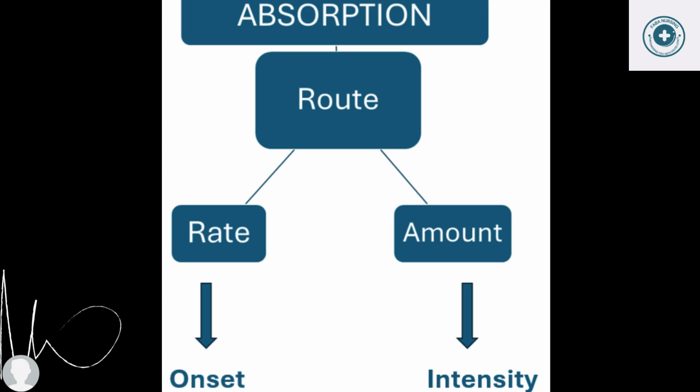The route of administration influences both the rate and the amount of absorption. The rate of absorption also affects how quickly the medication takes effect, which is the onset. The amount absorbed also determines the intensity of the medication's effect. So, you will understand that these relationships are critical when giving medication to patients, and by understanding these relationships, we can better predict how medication will work in the patient's body.